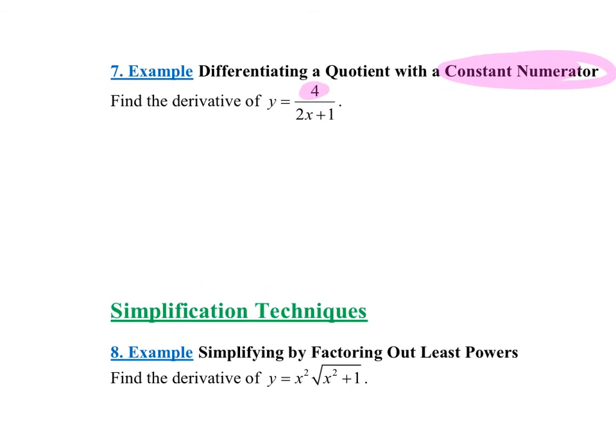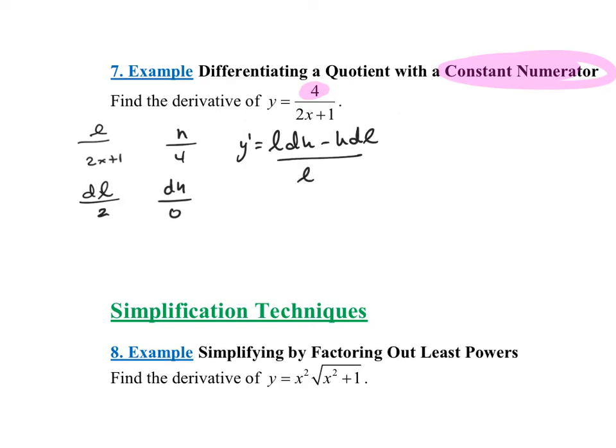A quotient rule, again, you do low, which the low function here would be 2x plus 1. The derivative of the low function would be the derivative of 2x plus 1, which is 2 times 1 plus 0, or just 2. They'd look at the high function as being 4. The derivative of the high function here, the derivative of 4, is 0. And they would use the quotient rule, so they would say the derivative is low d high minus high d low over what's below squared. And this works. This works perfectly fine.